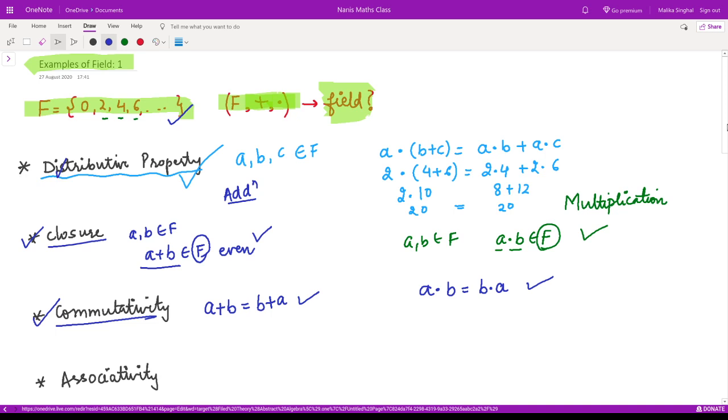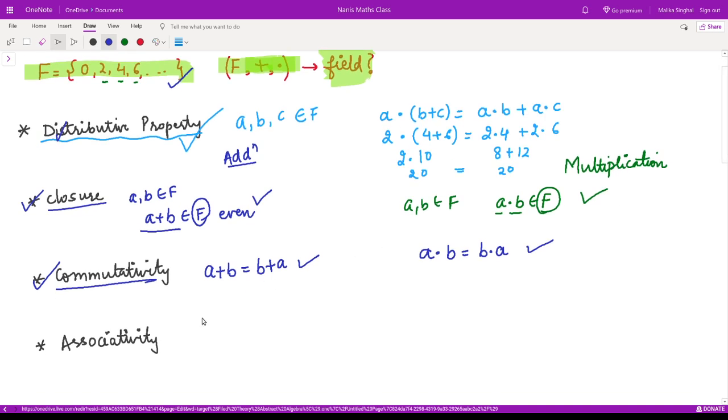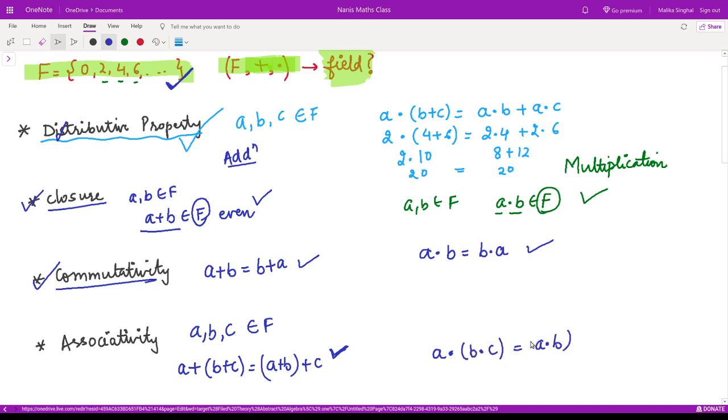So now let us look at the associative property. What is that? If I take any three numbers a, b, c from the set, associativity under addition says that (a + b) + c should be equal to a + (b + c), right? So this is also true for such kind of numbers. You may check, you cannot find any number in the set which violates this. So this property is also satisfied. Moreover, under multiplication, what is that? (a·b)·c is equal to a·(b·c). So this property is also true, right?